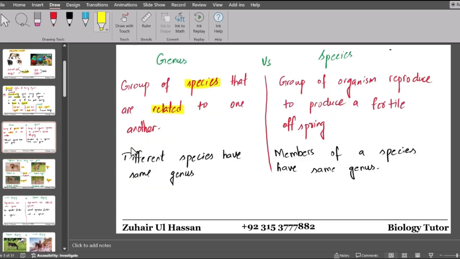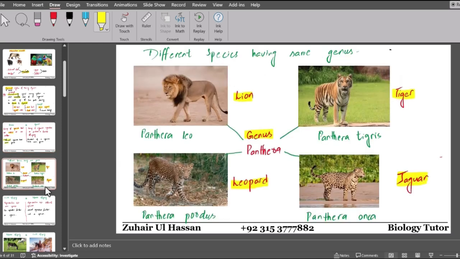So on the basis of this, we can say different species have the same genus, just like you have seen here. Similarly, there are a lot of other examples in which different species are given the same genus name because they have similar features and similar characteristics present in them.